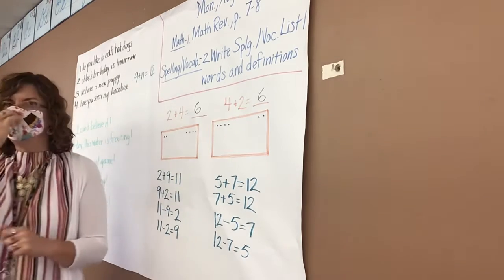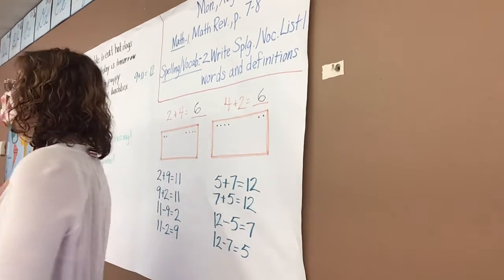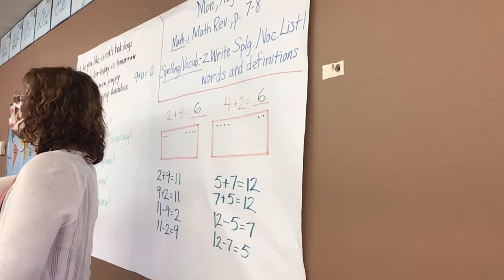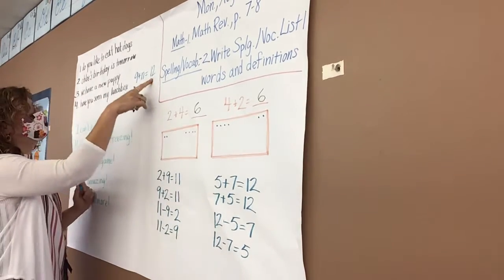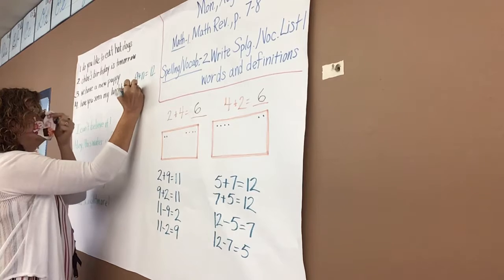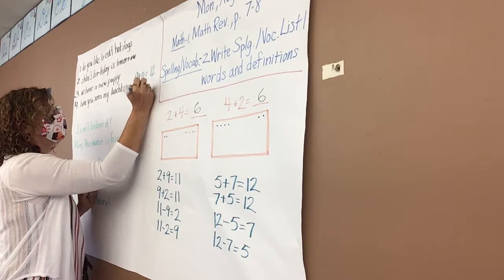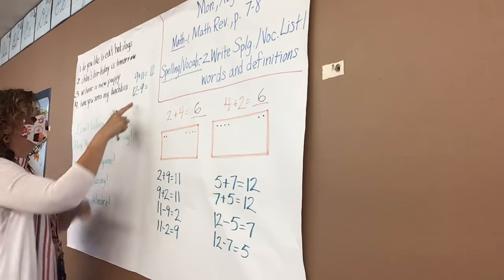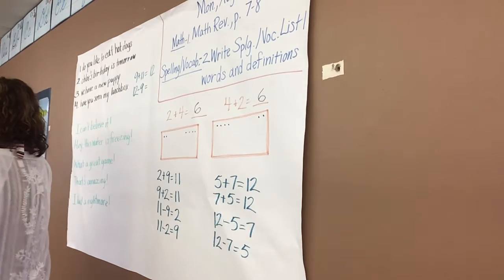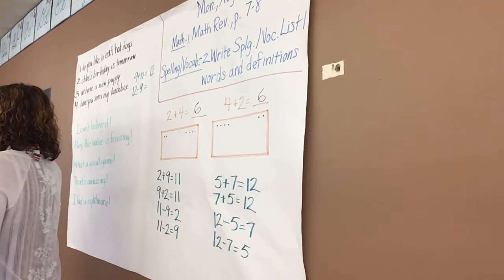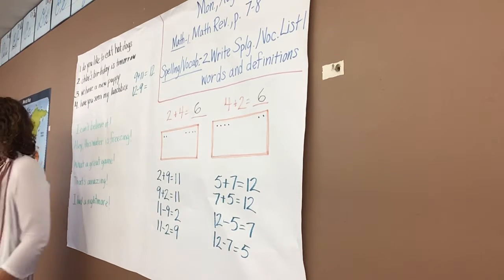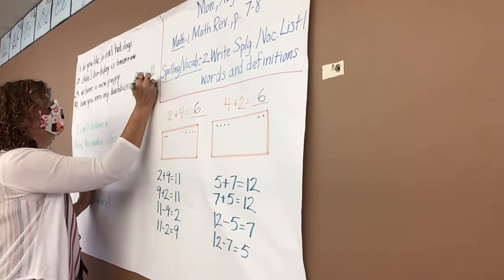How did we decide we were going to figure that out? What are we going to do? Subtract. So you're going to start with the 12, and you're going to subtract 9. And that's going to give you that unknown number. What is 12 minus 9? 12 minus 9 is 3.